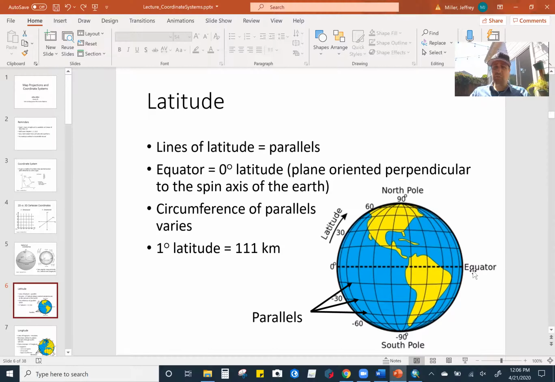So latitude actually defines your north or south, let's call it, location, and it splits the northern hemisphere and the southern hemisphere together, okay? Moving on.